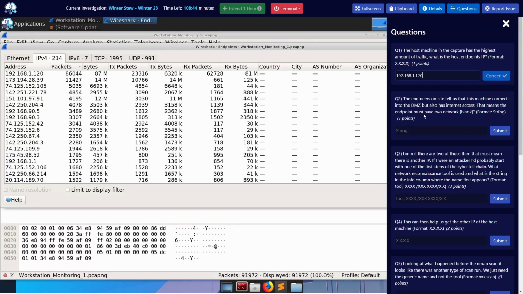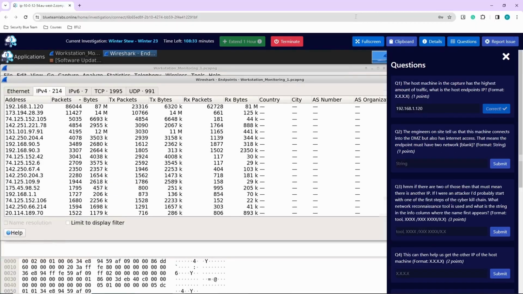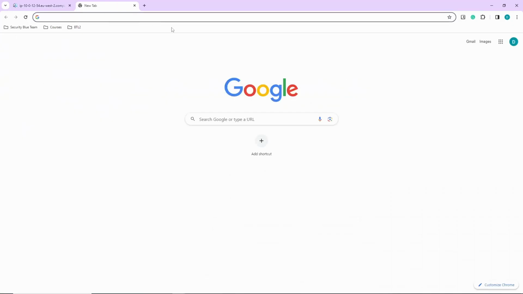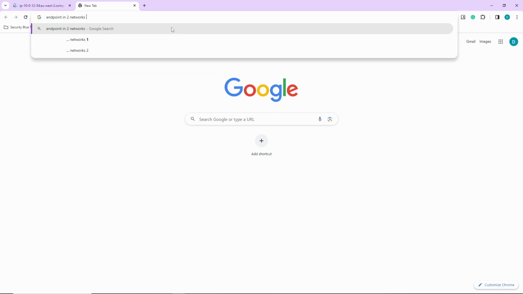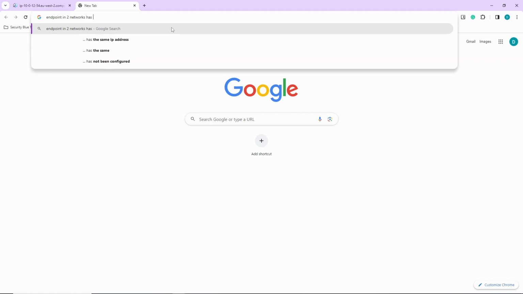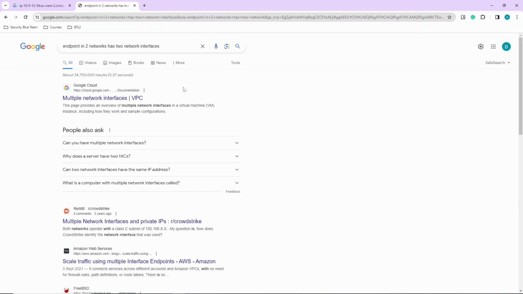The engineers on site tell us that the machine connects into the DMZ, but also has internet access. That means the endpoint must have two network, probably adapters or interfaces. If we go out of full screen and go to Endpoints, into networks, it has two network. So interfaces or adapters is kind of what we're looking at here. So multiple network interfaces.